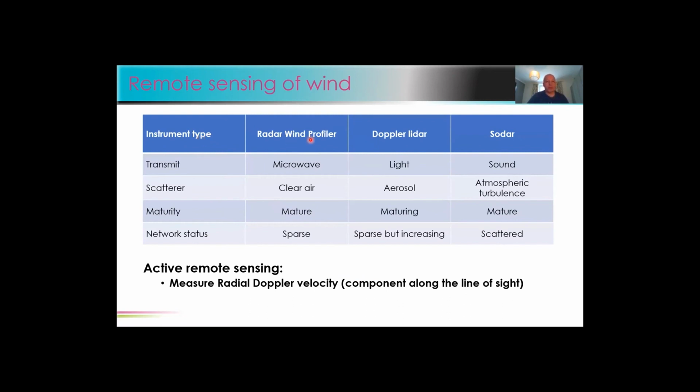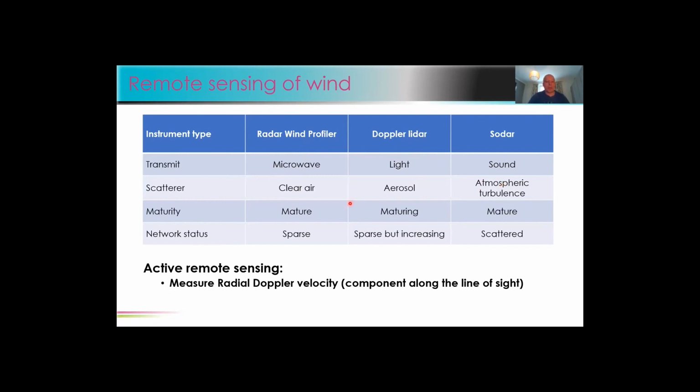Okay, so there's three main types. There's the wind profiler. What this does is it transmits in the microwave, and you get scattering from turbulence in clear air. Whereas with the Doppler lidar, you're transmitting light, and the main scatterer you're thinking about here is aerosol. And then for SODAR, you're transmitting sound and you're getting scattering back from atmospheric turbulence.